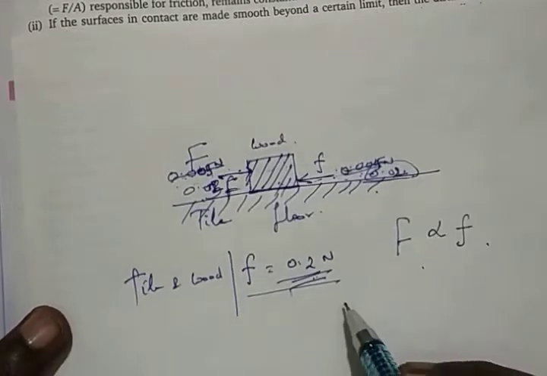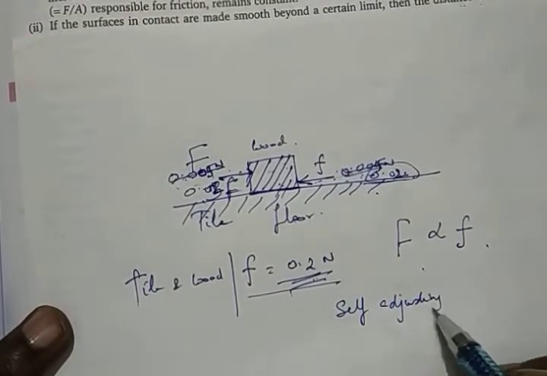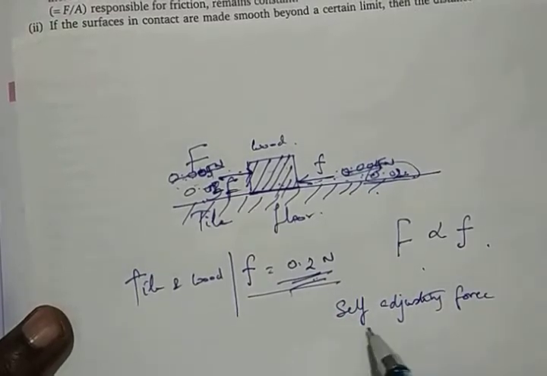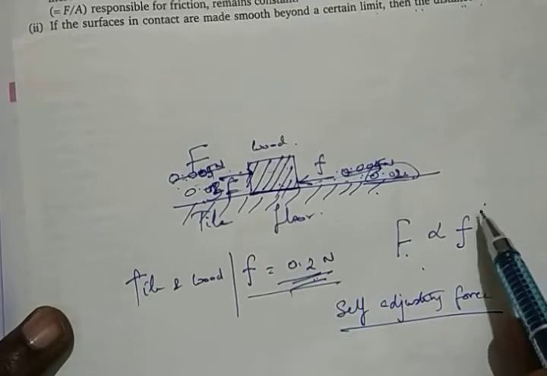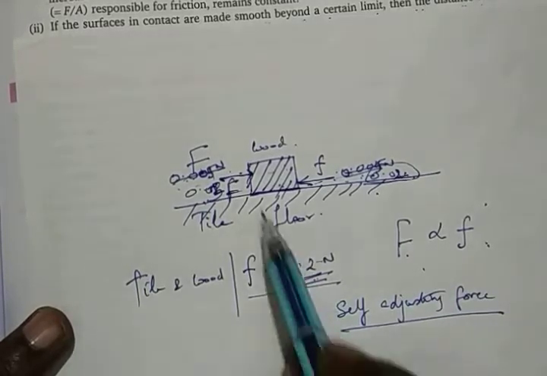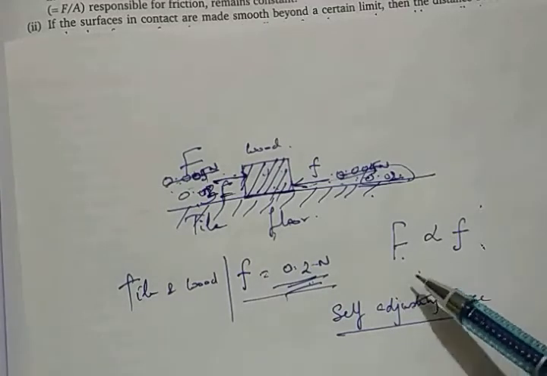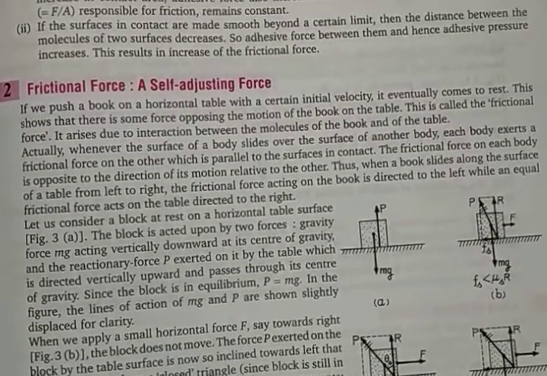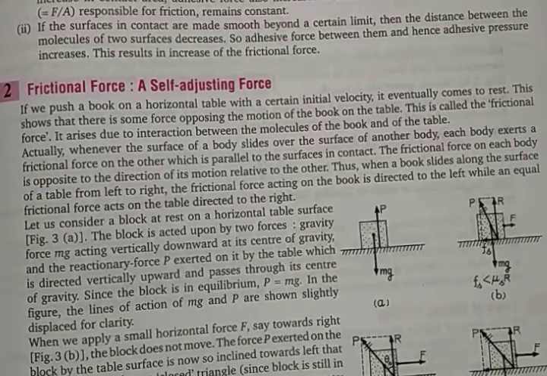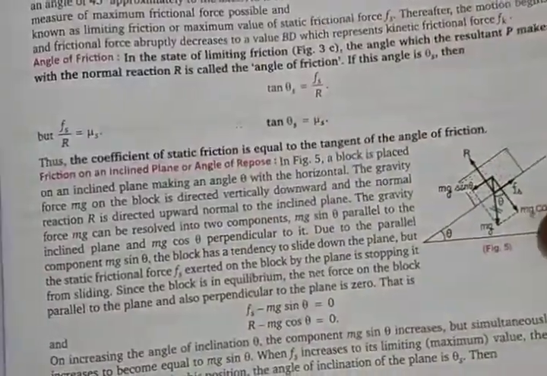I am just repeating, self-adjusting force. What does self-adjusting force mean? External force is increasing, friction force also will increase to a value which is already set between two objects. And beyond that, when the external force is beyond that fixed value, then the body will start moving. So that's what is given in this paragraph. Friction force is a self-adjusting force. Diagrams are given here. You can just go through it. We'll move on to the next part.